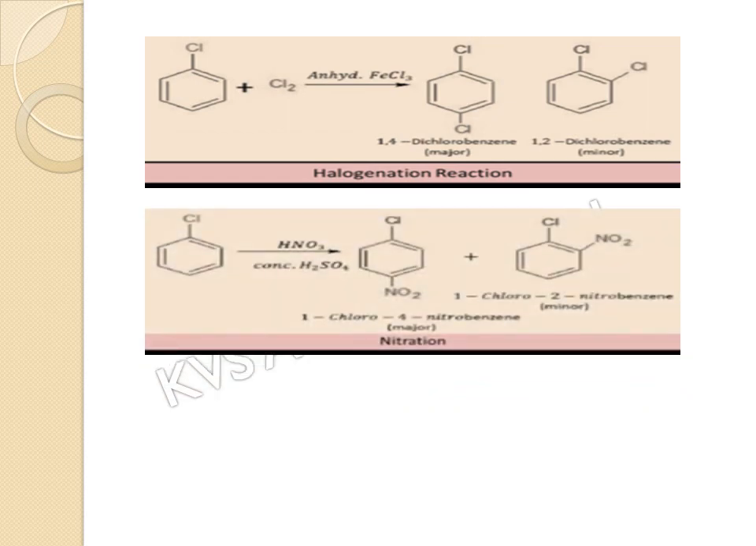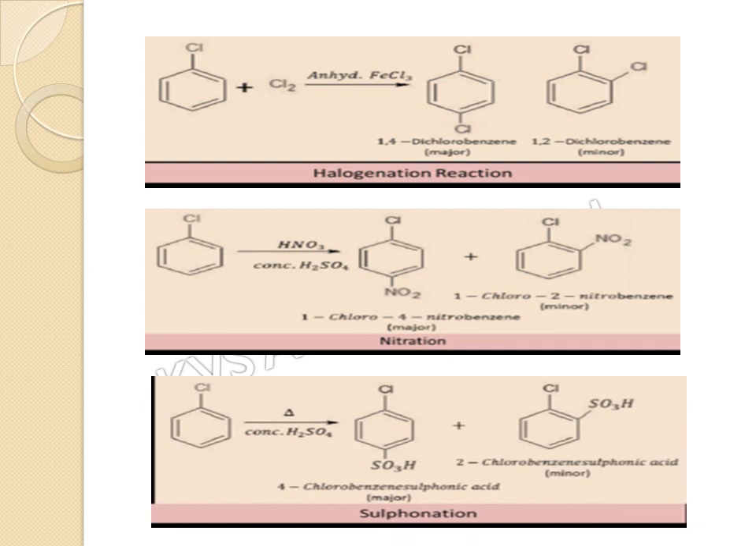Chlorobenzene also reacts with concentrated nitric acid in presence of concentrated H2SO4 to give 1,4-nitrochlorobenzene and 1,2-nitrochlorobenzene, where again 1,4-nitrochlorobenzene is the major product, and this is known as nitration reaction. Chlorobenzene, when heated with concentrated H2SO4, results in formation of 4-chlorobenzene sulfonic acid, which is the major product, and 2-chlorobenzene sulfonic acid, which is the minor product. Since SO3H gets substituted, this is known as sulfonation.